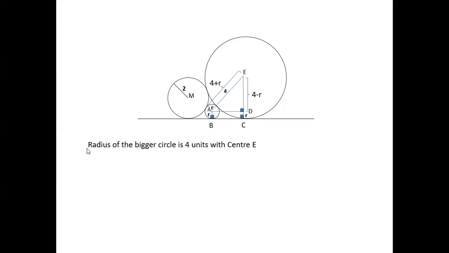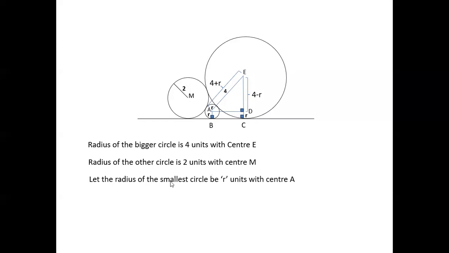So what is that? Radius of the bigger circle is 4 units with center E. Then we talk about the other circle. Radius of the other circle is 2 units with center M. Then the radius of the smallest circle be R units with center A. So this is the smallest circle with radius R and with center A.